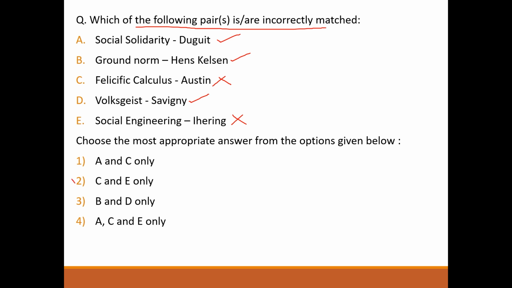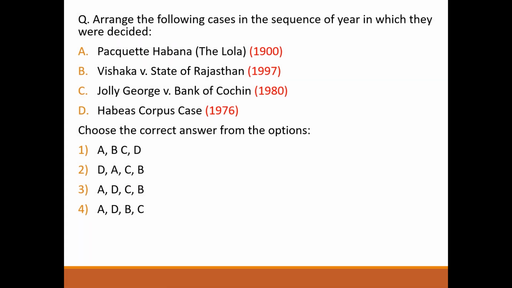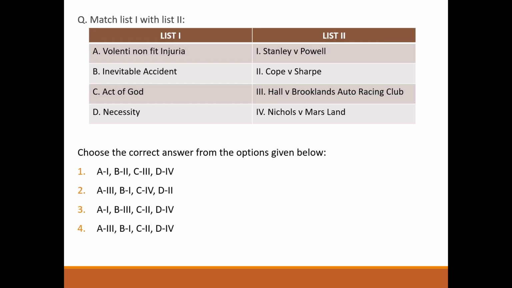Next question. Arrange the following cases in the sequence of year in which they were decided. Pakwiti Habana 1900, Vishaka versus State of Rajasthan 1997, Jolly George versus Bank of Cochin 1980, Habeas Corpus case 1976. So the answer will be option number 3. Next question. Match list 1 with list 2. Volenti non fit injuria, Hall versus Brooklands Auto Racing Club. Inevitable accident, Stanley versus Powell. Act of God, Nichols versus Marsland. Necessity, Cope versus Sharpe. So the answer will be option number 2.